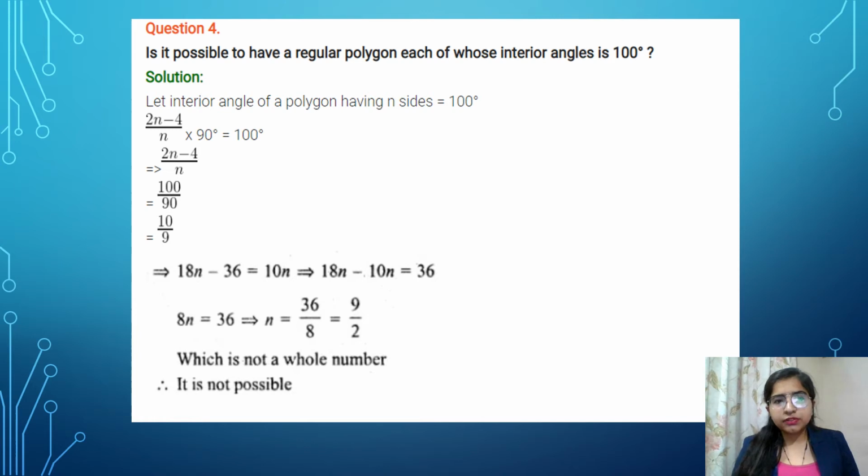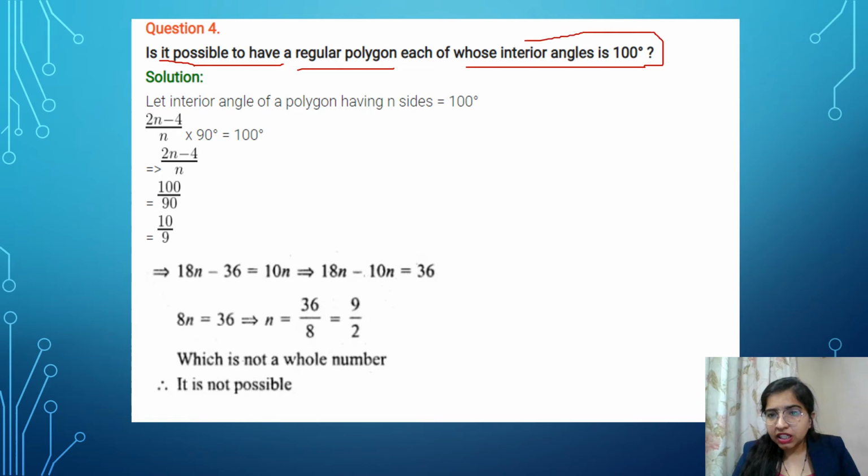Question number 4. In this question, read the question first of all. Listen, what's the question over here? He is asking you, is it possible to have a regular polygon, each of whose interior angle is 100 degree? Okay, whose interior angle must be 100 degree. You have to check whether this is possible or not.